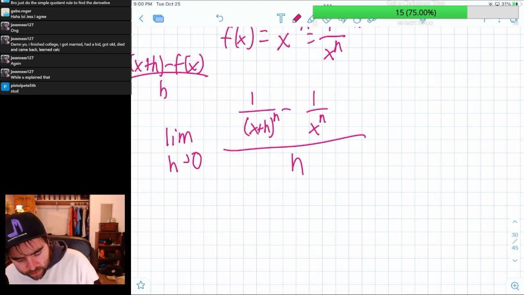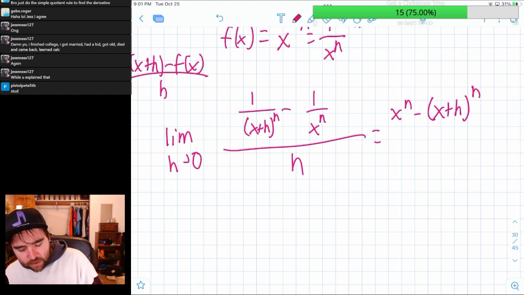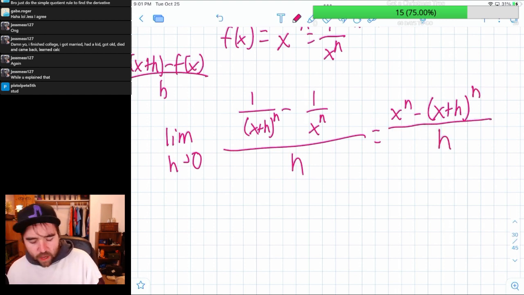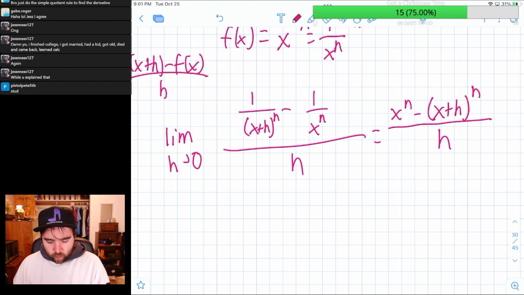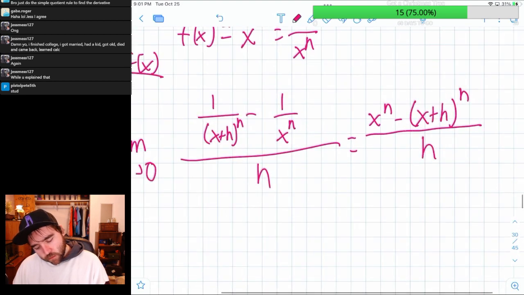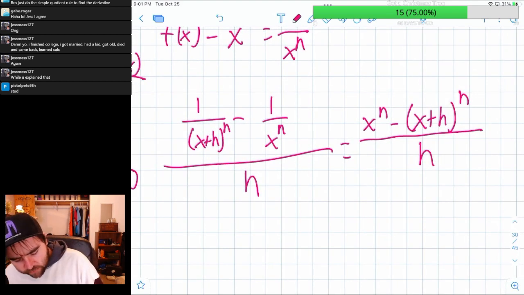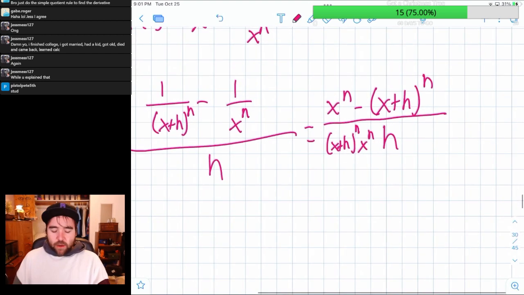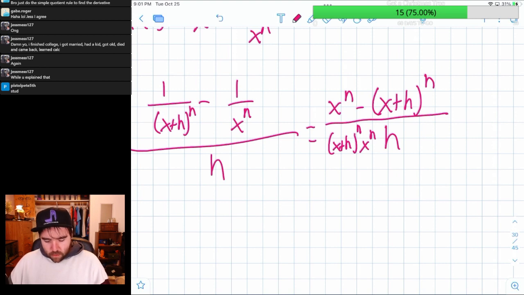And then we would need to cross multiply, I suppose. Have x to the n minus x plus h to the n over h, over, not over h, over h times x plus h to the n times x to the n. Okay.